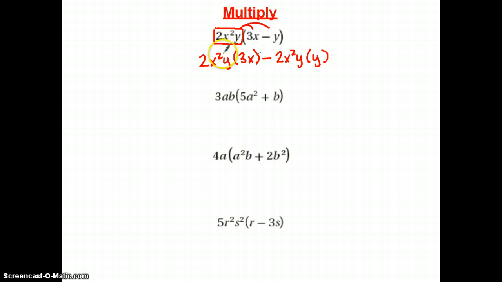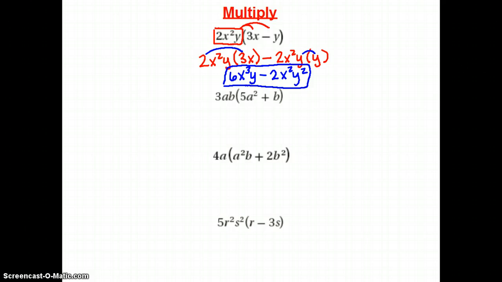2 times 3 gives me 6. X squared times x, I can multiply those by adding the exponents to get x to the third, and I still have a y. Minus, I cannot multiply my coefficient by anything, so my coefficient is still 2. The x squared remains x squared, but my y's I multiply together to get y squared. If you can combine them further, we do so. However, since my variables and exponents are different, this is my final solution.